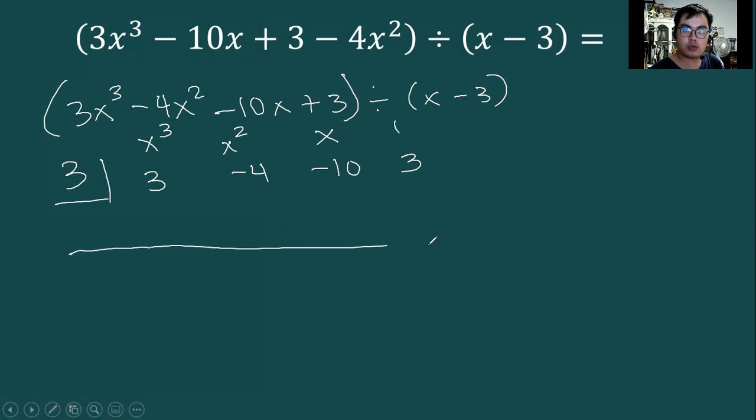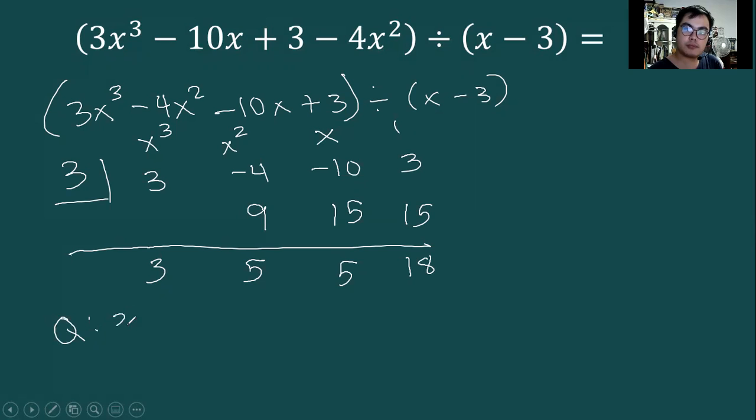Okay, so now we bring this down, then multiply 3 times 3 will become 9. So negative 4 plus 9 will be 5. Then 5 times 3 will become 15. So negative 10 plus 15 will be 5. Then 5 times 3 will become 15. So 3 plus 15 is equal to 18.